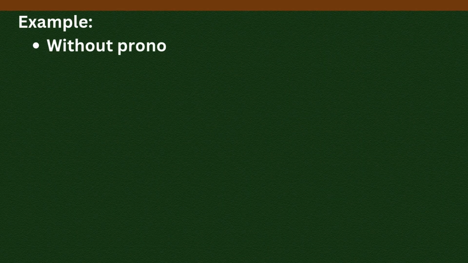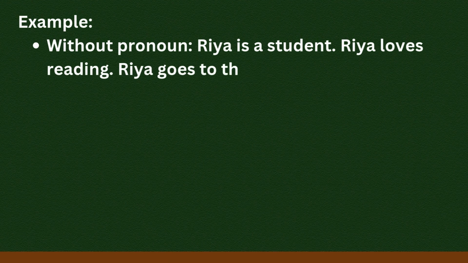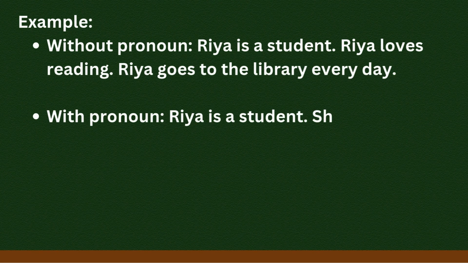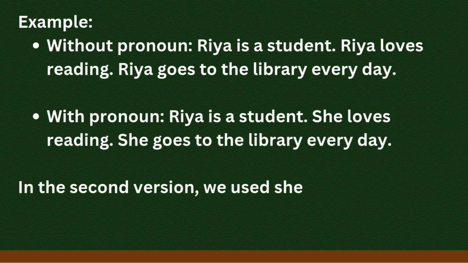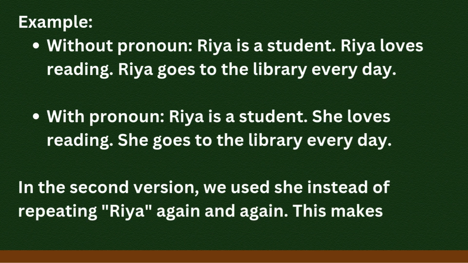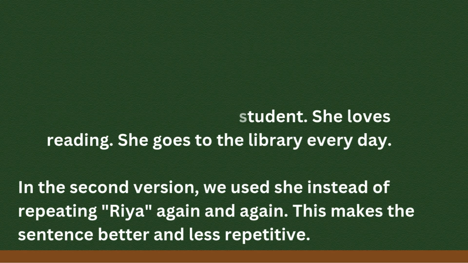Example: without pronoun. Ria is a student. Ria loves reading. Ria goes to the library every day. With pronoun. Ria is a student. She loves reading. She goes to the library every day. In the second version, we used "she" instead of repeating Ria again and again. This makes the sentence better and less repetitive.